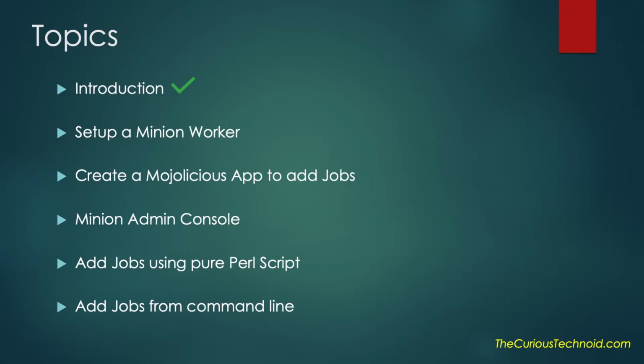Just like that, we have successfully implemented Minions using Mojolicious. We defined the Minion workers, we created a Mojolicious app to add jobs, which is working fine, and then we finally looked at the Minion admin console as well to monitor the jobs. As I mentioned in the beginning of this video, Minions are not limited to Mojolicious. In this section, we will look at adding jobs to the queue using a pure Perl script.